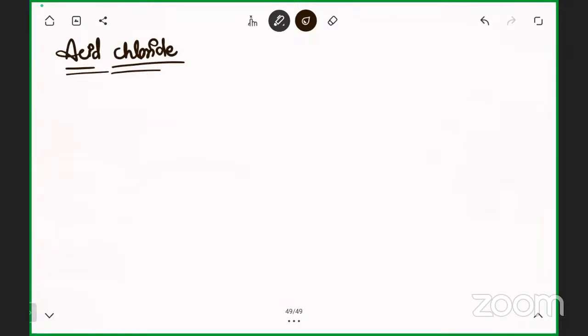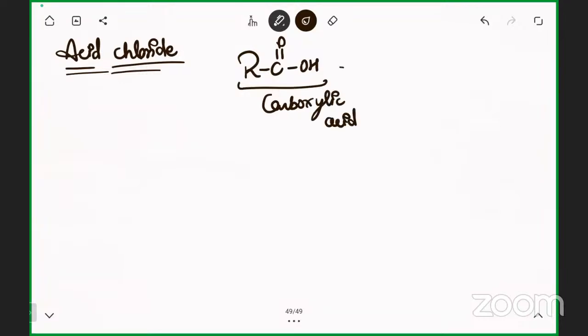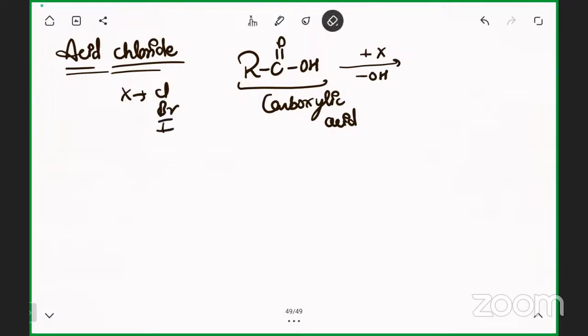Okay. So what is acid chloride? RC double bond O single bond OH. This is carboxylic acid. I'm eliminating the OH and I'm adding a halogen. What is X? Chlorine, bromine, iodine you can take. But right now, I'm taking only Cl.